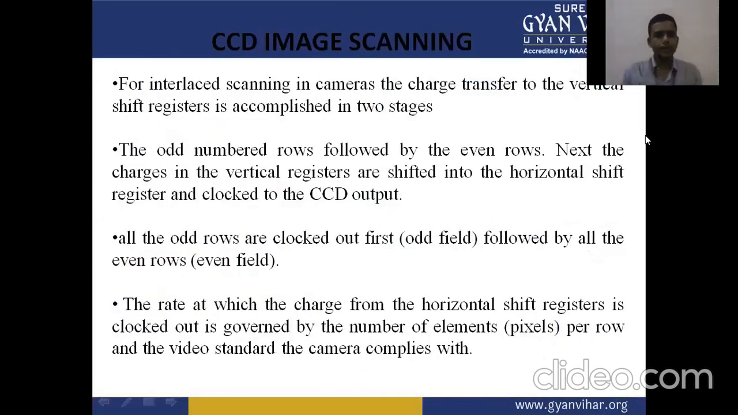For interlaced scanning in cameras, the charge transfer to the vertical shift register is accomplished in two stages: the odd number rows followed by the even rows. Next, the charges in the vertical register are shifted into the horizontal shift register and clocked to the CCD output. All the odd rows are clocked out first, followed by all the even rows. The rate at which the charge from the horizontal shift register is clocked out is governed by the number of pixels per row and the video standard the camera complies with.